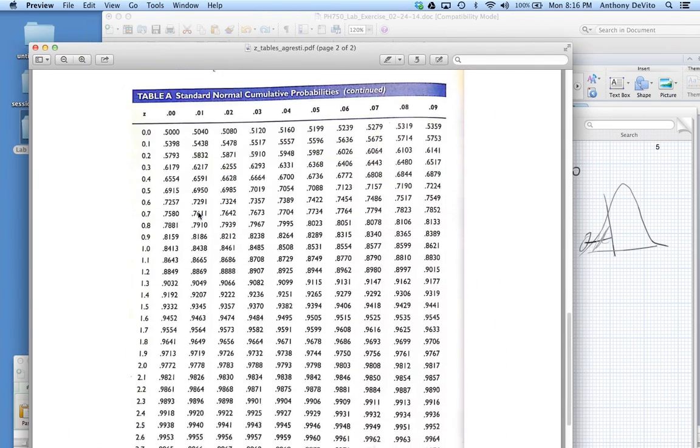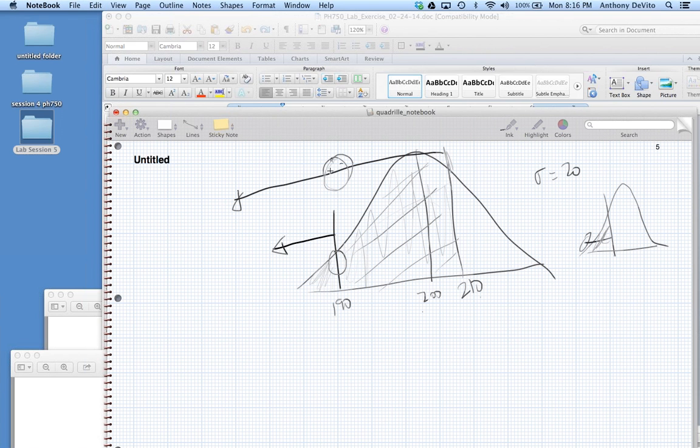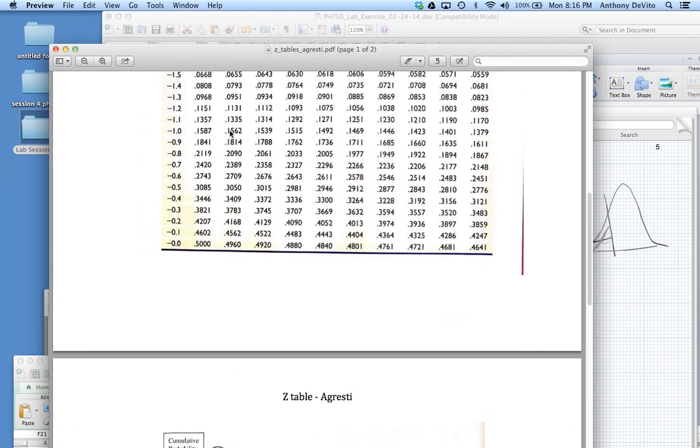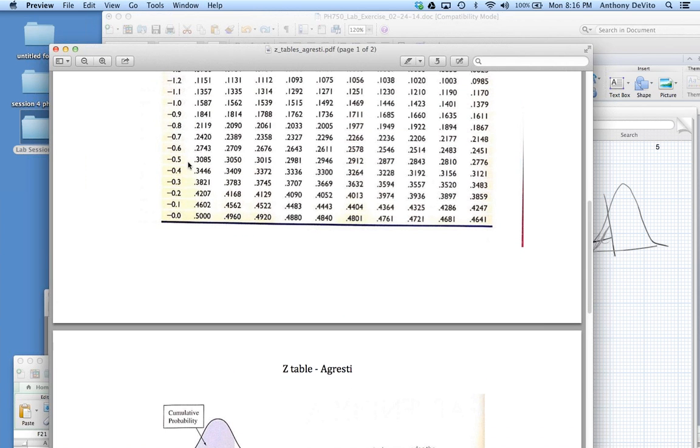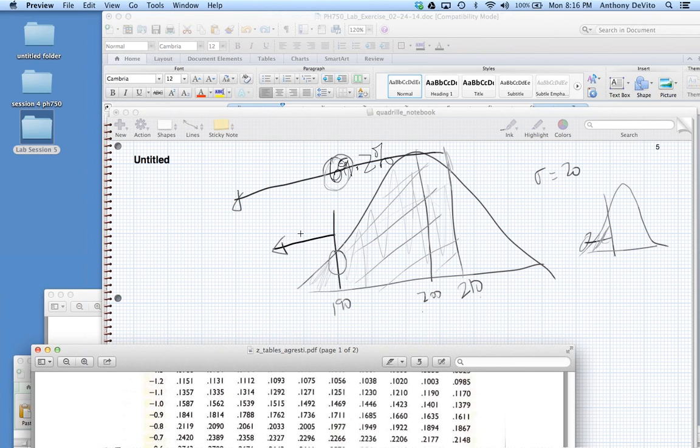So I'll take the plus 1/2 first. 0.50 is 69.2%. Okay, and for 190, 190 minus 200 is 10 over 20. 10 over 20 is 1/2, but it's negative because it's on the left side of the mean. So negative 0.50 is about 30.9%.